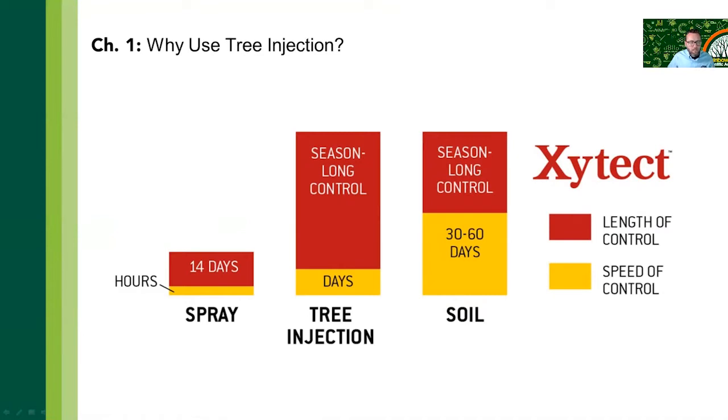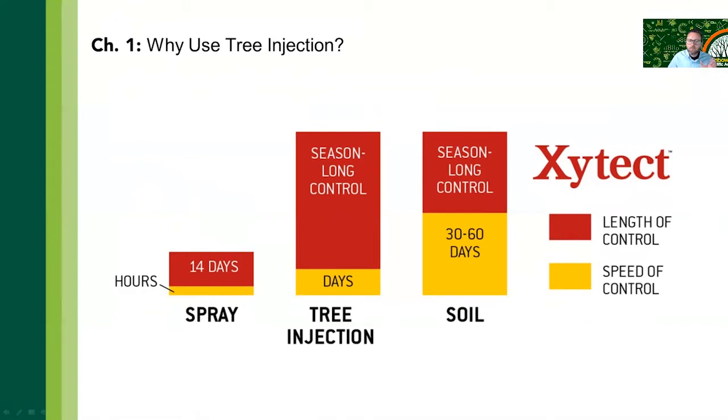Compare that to a soil application, where in this case, depending upon the species of plant, it's going to take 30 to 60 days to get into the plant, but then you get season-long control. But again, from a timing standpoint, if you're doing a soil application, we have to make sure that we are ahead of the life cycle of our target pest enough that it's getting up into the tree, accumulating in the leaves and in the crown to start actually doing damage. Whereas with a tree injection, we're getting efficacy within days. So we're getting product up into the plant within days and then achieving season-long control.